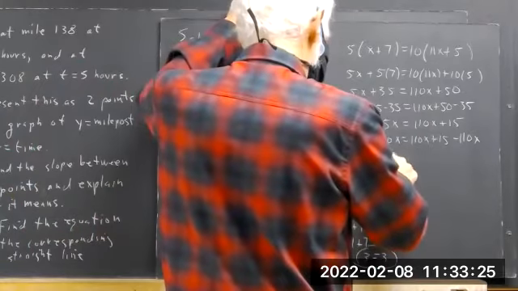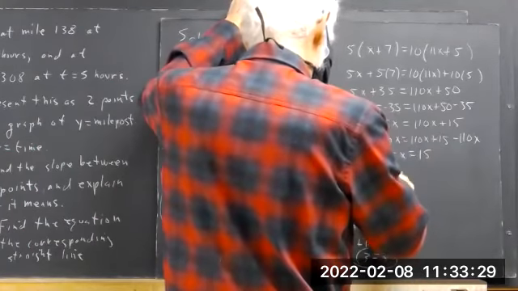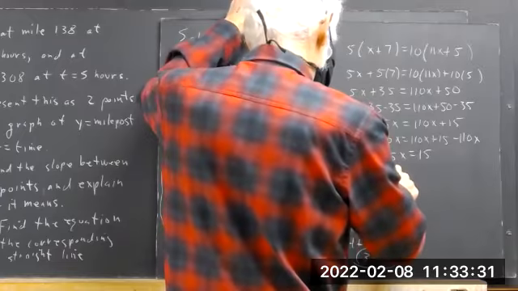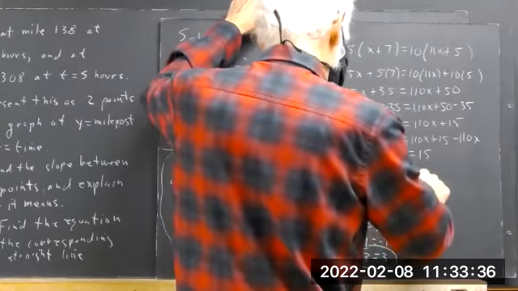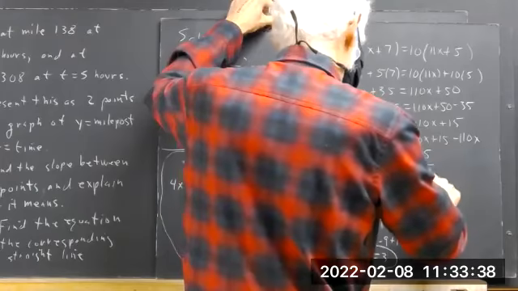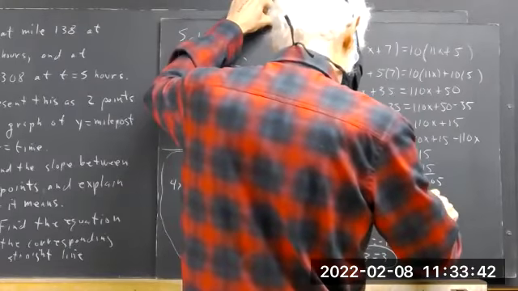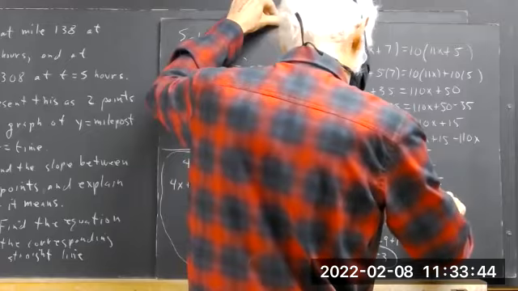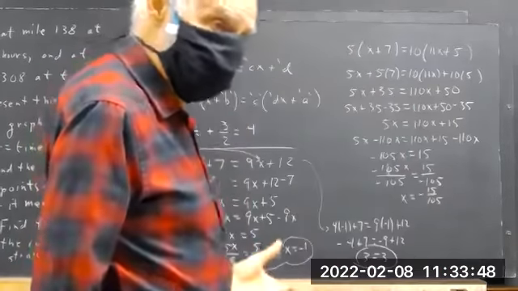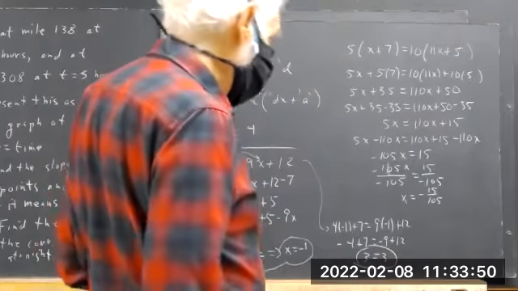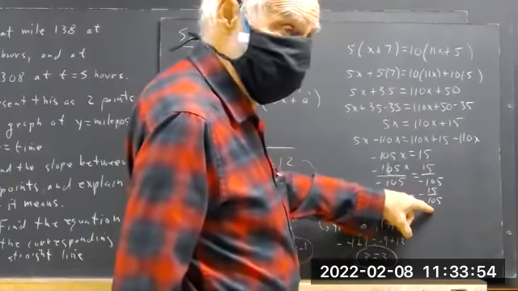And we get negative 105x equals 15. We have negative 105x over negative 105 equals 15 over negative 105. So x equals negative 15 over 105. And of course, this reduces. And actually, 15 goes into 105 7 times.